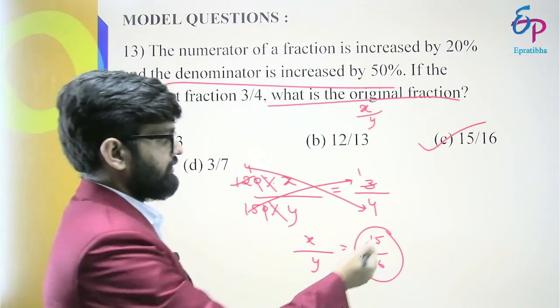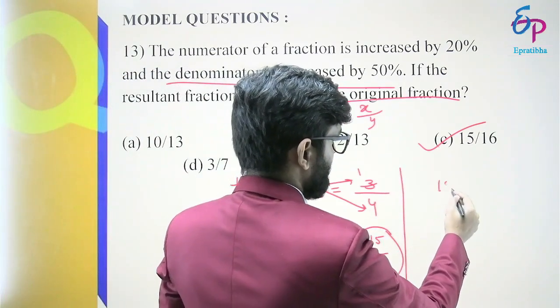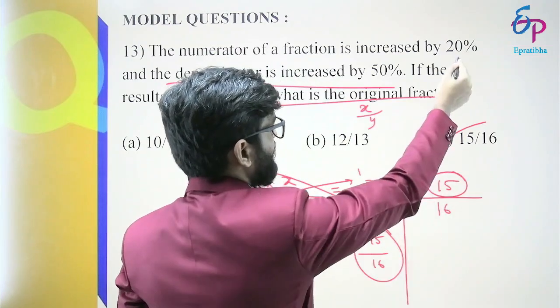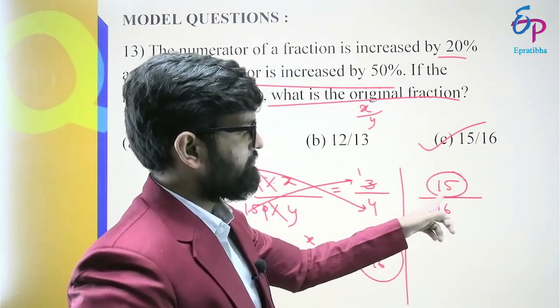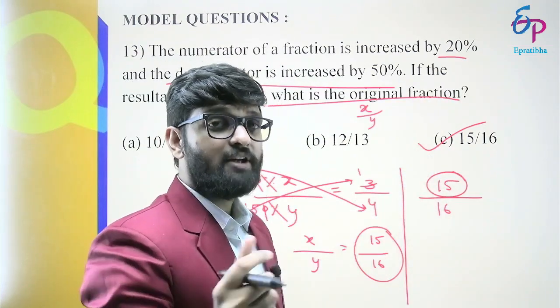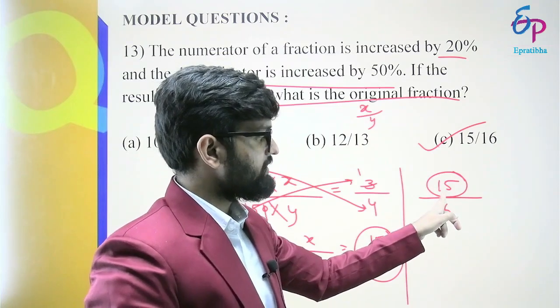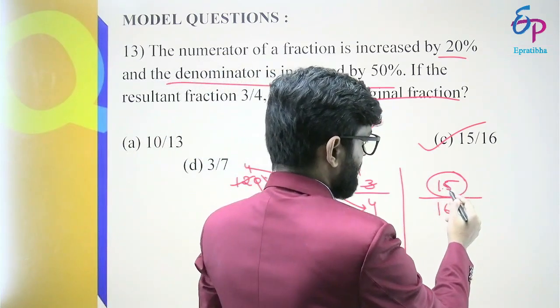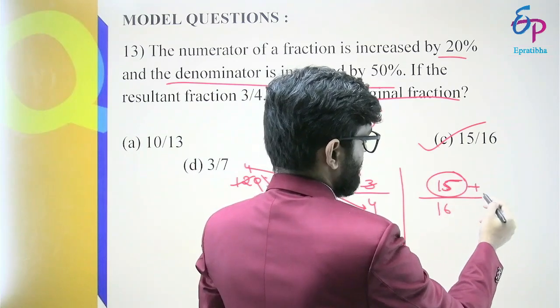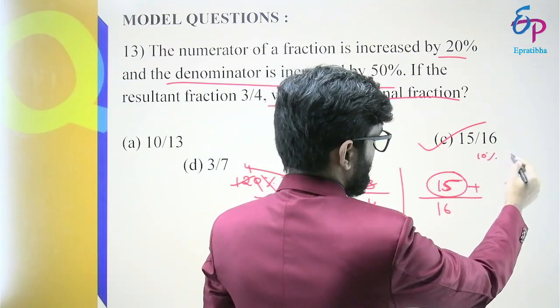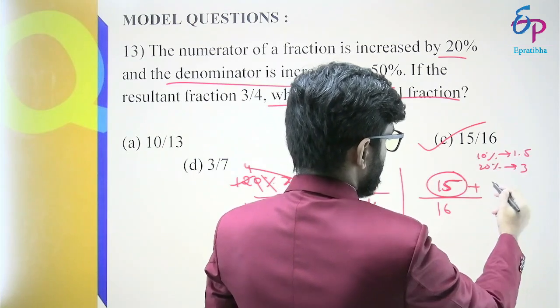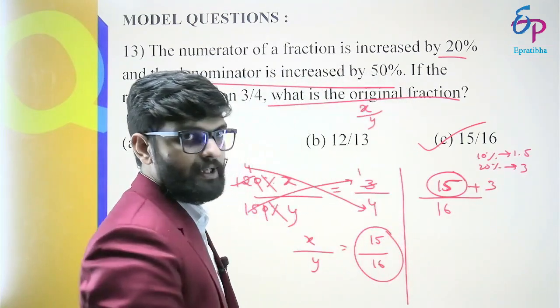Now how to solve this one? In option verification, suppose you have taken this option 15 by 16. Suppose this is 100%, it got increased by 20%. What is 10% value of that? 10% means you have to place a decimal before the point. 1.5. If 10% is 1.5, 20% will be double, right? This is 3. Increase means you have to take it as plus.